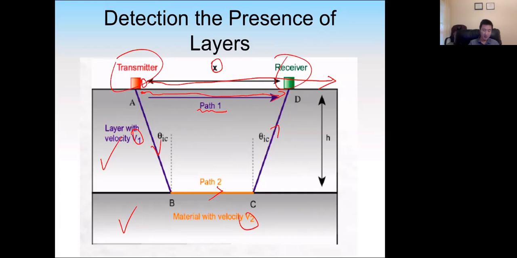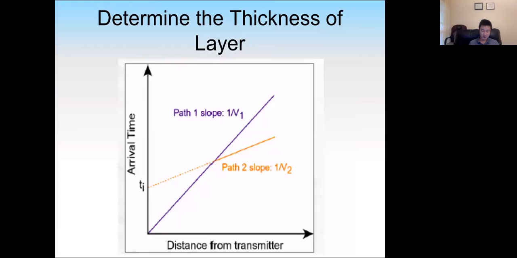When the angle is equal to the critical angle, theta 2 will become 90 degrees. So the wave will travel along the interface and then go back up to the receiver. So this is another theta 2. And pay attention, here is the thickness of material 1. Based on this information, we can calculate the thickness of material 1, h. This is how we do that.